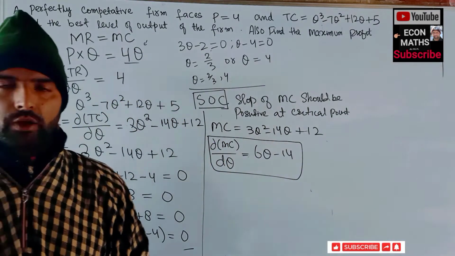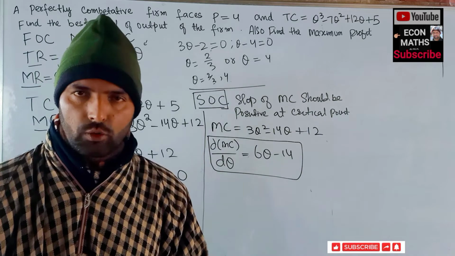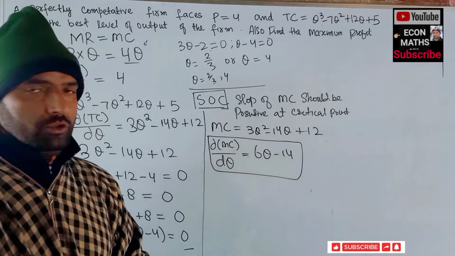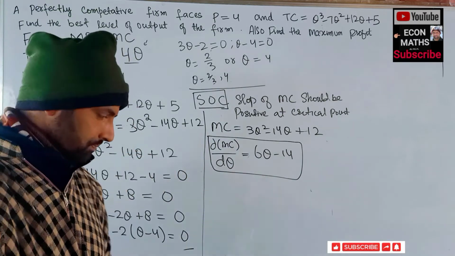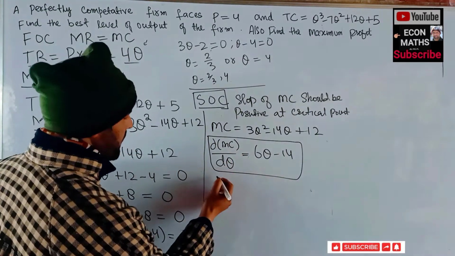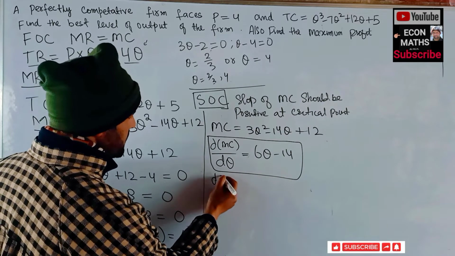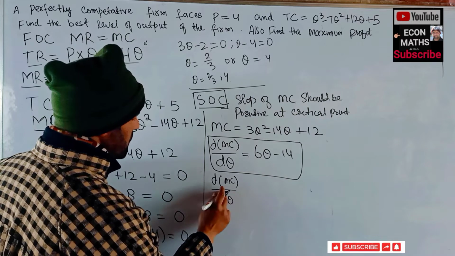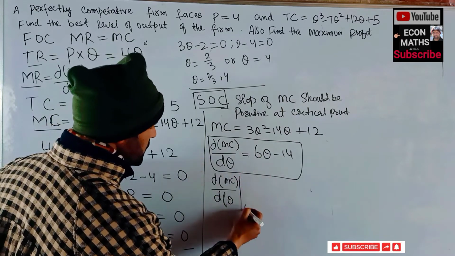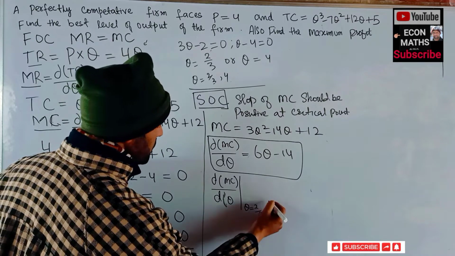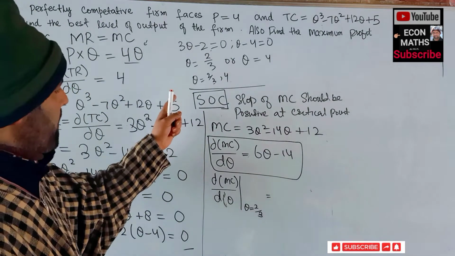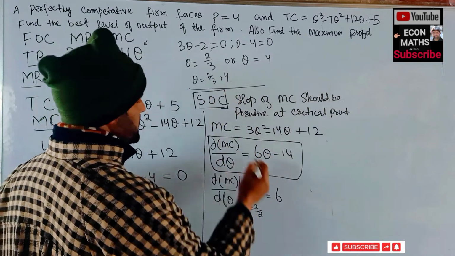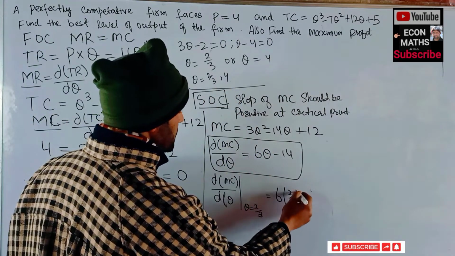Now we have to evaluate the slope of the marginal cost, or the second derivative of the total cost, at the critical points to find the profit maximization condition. So now d(MC)/dq at q equal to 2/3. We will see what the slope will be here. Now here it is 6 times 2/3 minus 14.